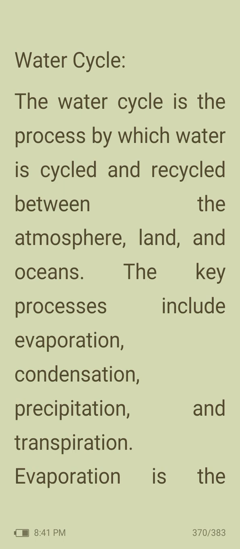Then, water cycle. The water cycle is the process by which water is cycled and recycled between the atmosphere, land, and oceans. The key processes include evaporation, condensation, precipitation, and transpiration.